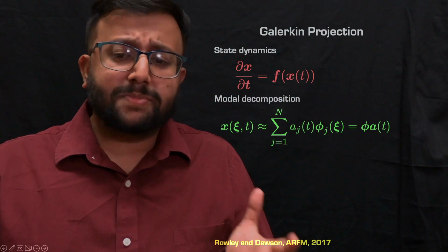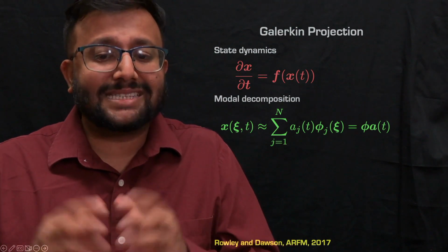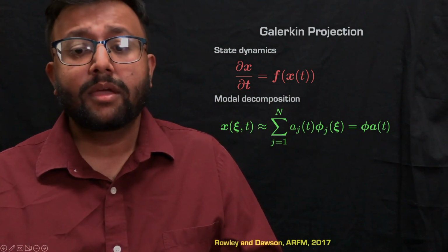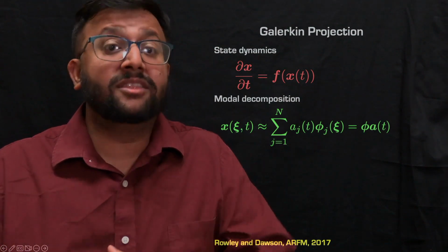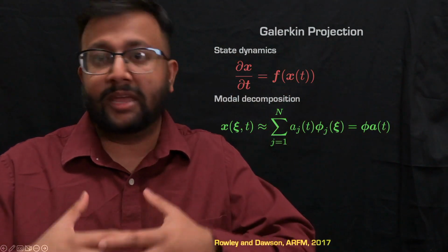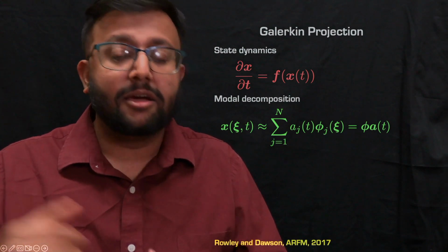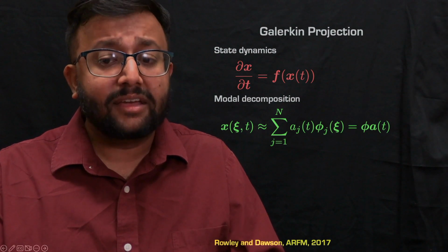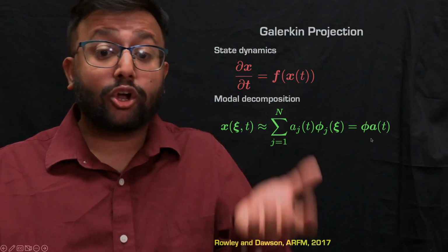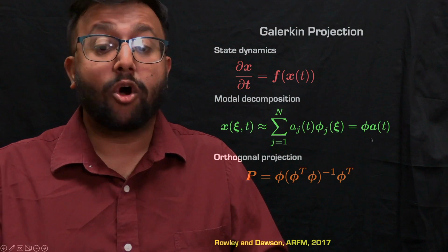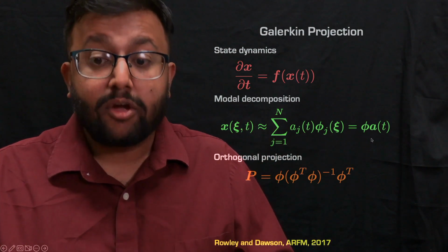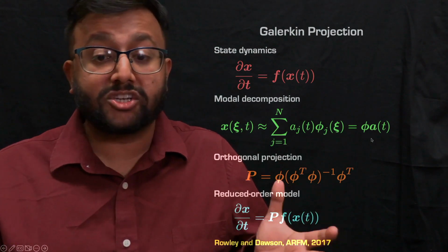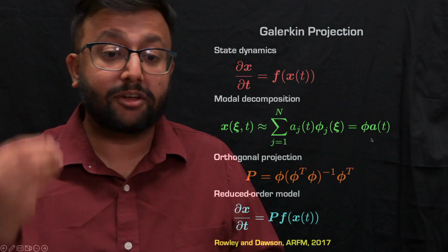Now, strictly speaking, the dynamics of the state, which is governed by this function f, may not strictly lie in the subspace or in the region that is spanned by these POD modes. So if we want to find the subspace that is closest to the dynamics of the state f, we can perform an orthogonal projection of the function f using this operator p.